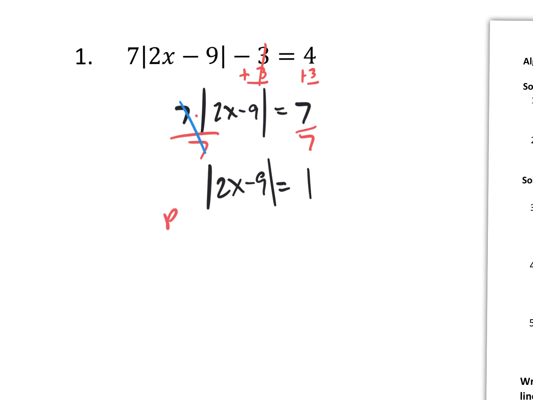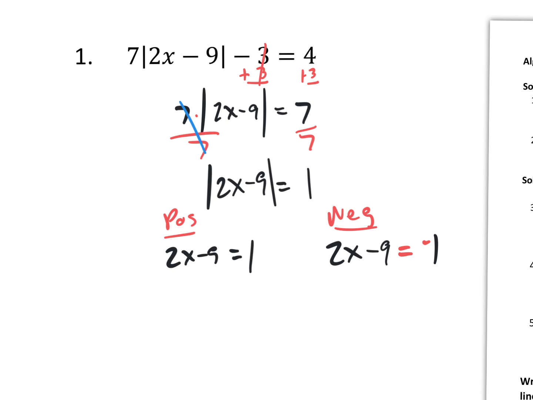So the positive situation, you just write it exactly the way it is, 2x minus 9, without the absolute values. The negative situation, you again write it without the absolute values, 2x minus 9, but you flip the equal sign or the inequality. So you flip it and it still says equal, but then you also change the sign of the right side. So it's going to be a -1 over there.